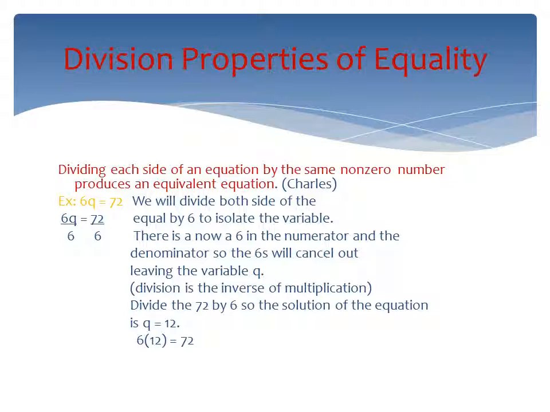There is now a 6 in the numerator and the denominator, so the 6 will cancel out, leaving the variable q. Division is the inverse of multiplication. Divide the 72 by 6, so the solution of the equation is q equals 12.